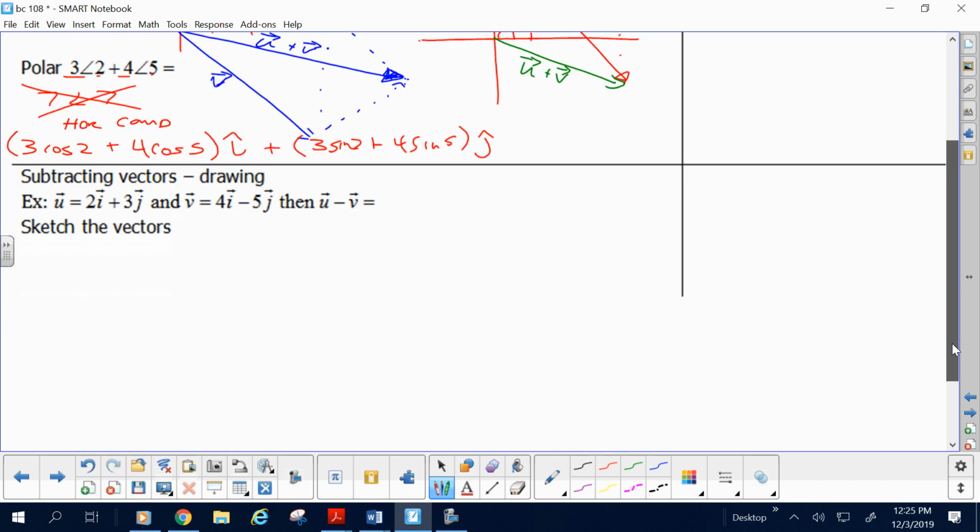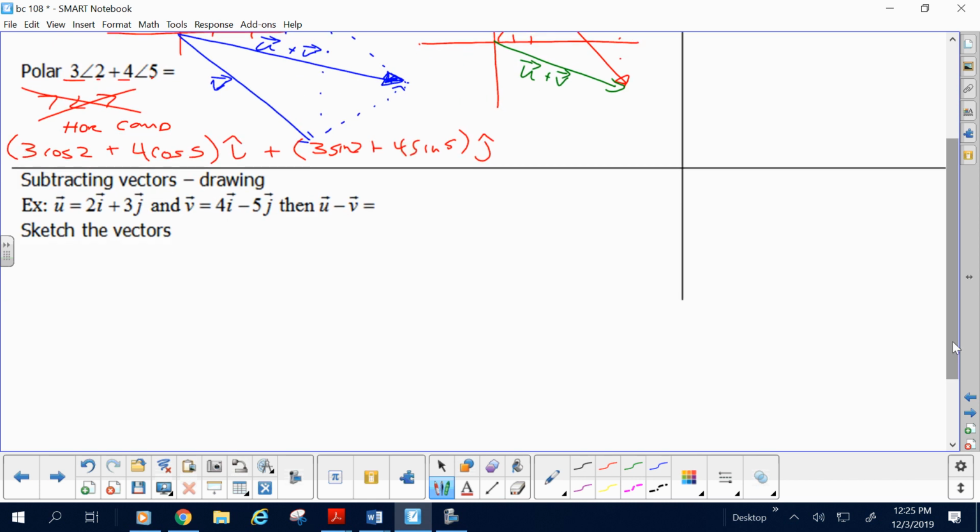Subtracting vectors. First of all, before we graph it, just tell me what is u minus v? If you take u and subtract the effects of v, what do you get? Negative 2 i hat and minus 2 or plus 8? Plus 8. 3 minus negative 5 is plus 8. Okay? Subtracting one minus the other, negative is positive. You follow?